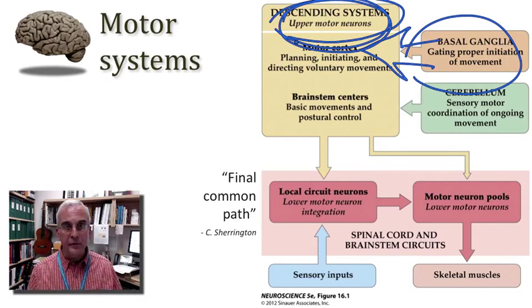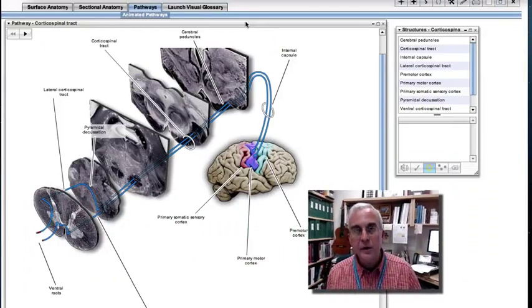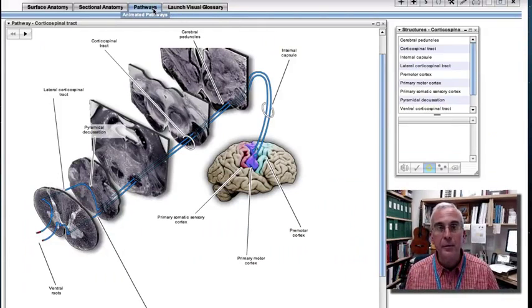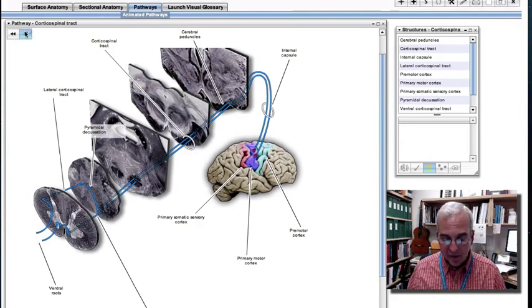To illustrate the function of the basal ganglia, I want to bring up a component of our Sylvius anatomical software to illustrate what does it take to actually execute a movement. So what I've done is I've gone into Sylvius and I've opened up our pathways unit and selected from our animated pathways the corticospinal tract. And what we've created here in Sylvius is just a very quick demonstration of what it takes to send a signal from our upper motor neurons in the precentral gyrus to the spinal cord for the execution of a voluntary movement.